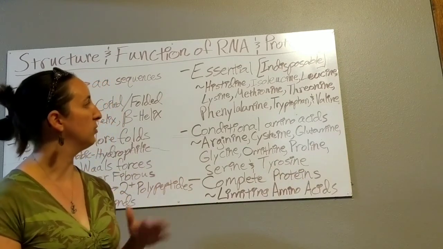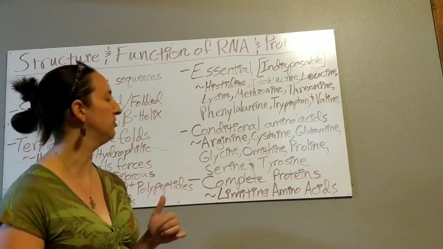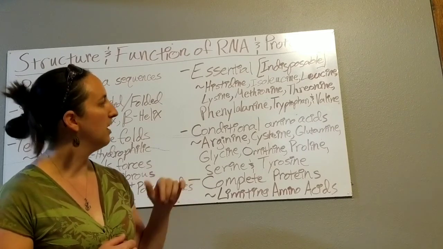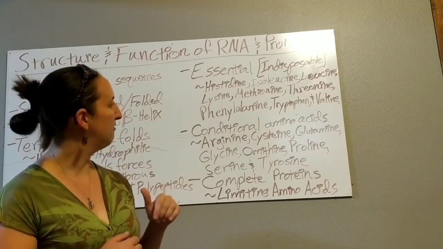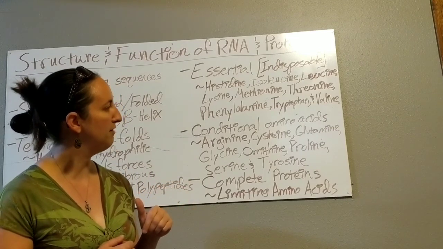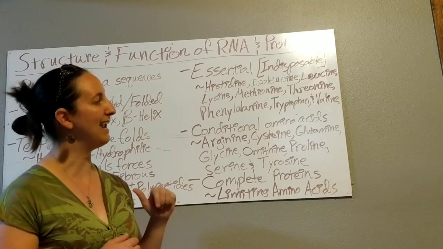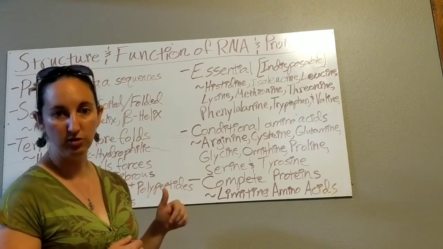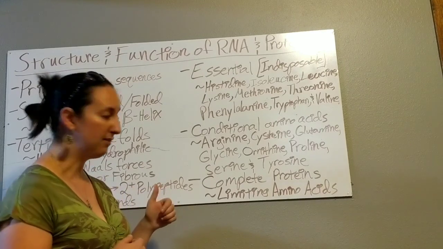So our essential ones, we've got histidine, isoleucine, leucine, lysine, methionine, threonine, phenylalanine, tryptophan, and valine. So those are our essential amino acids.